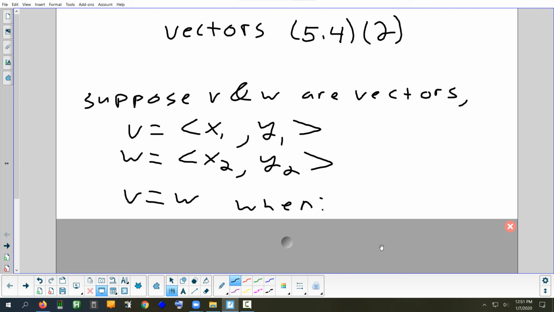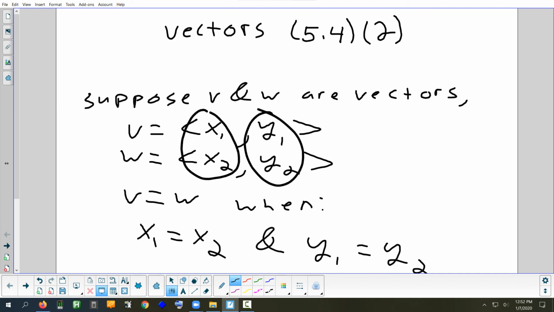What about the vectors would have to be the same? Yeah, each variable. The x's would have to be the same. So these are called your horizontal components, and these are your vertical components. So the vertical and the horizontal components would have to be the same.